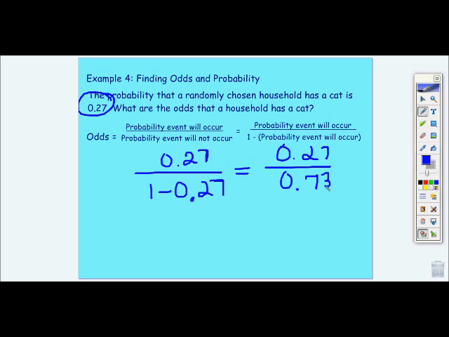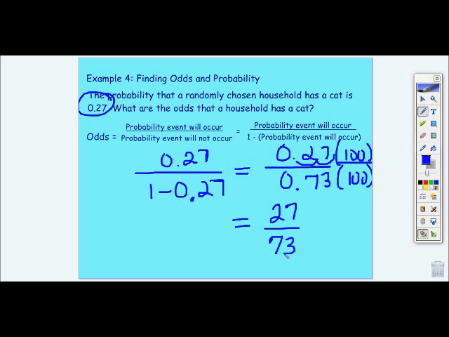Now I don't want decimals in the numerator, so I'm going to multiply both the top and the bottom by 100. If I do the same to the top and the bottom, 100 over 100 is 1, so I'm really not changing anything. Anything multiplied by 1 stays itself. What I'm doing is getting rid of the decimals. So 0.27 multiplied by 100, I move the decimal point over 2 places. Same with the denominator. So my odds are 27 to 73 that a randomly chosen household has a cat.